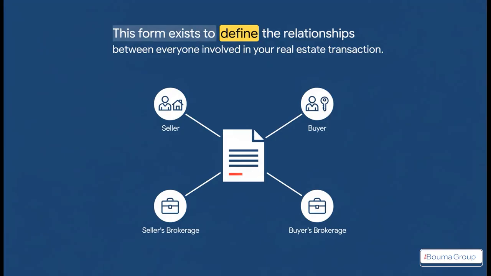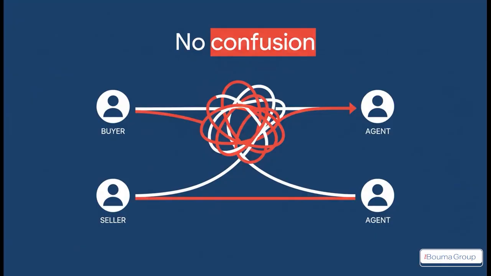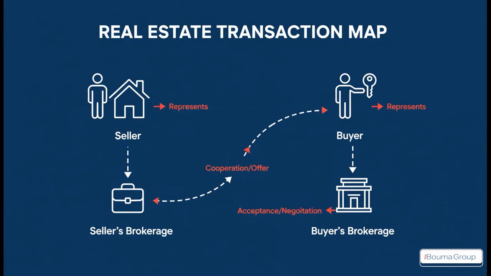Okay, so what's the point of this form? It's all about making things perfectly clear. Yeah, the official name is a mouthful, but its job is simple: define the relationships. Basically, it makes sure you know exactly who is working for whom. No confusion. So let's see how this form maps out all the key players involved.